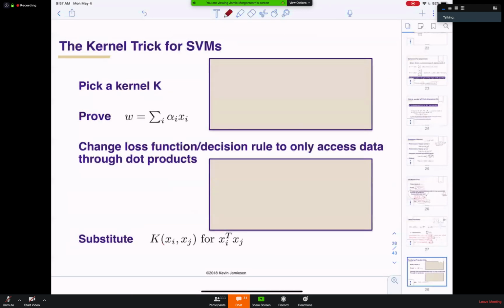Okay, so let's think about SVMs. Specifically, we want to think about picking a kernel, which we're not going to talk about explicitly here, but we gave some examples a couple of slides ago. We want to prove that w is equal to some linear combination of our x's. I'm going to give you some intuition for why this is true, and maybe we'll have you do something a little bit more formal for this in a moment.